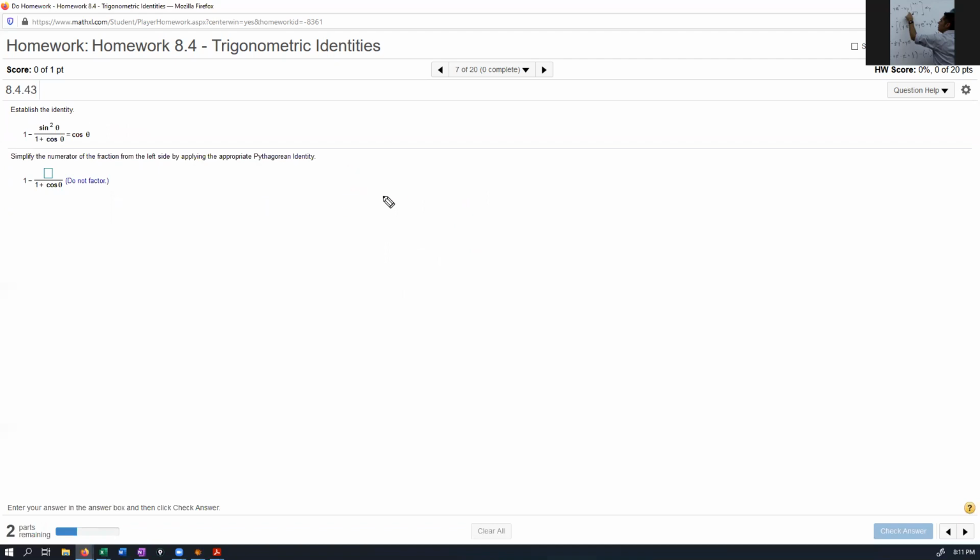All right, we're going to establish this identity. 1 minus sine squared theta over 1 plus cosine theta equals cosine theta. So what I'm going to do here is get a common denominator. So I'm going to look at this 1 over 1. I'm going to multiply the top and bottom here by 1 plus cosine theta. So the top becomes 1 plus cosine theta, but then I have this minus sine squared theta all over the denominator, which is just 1 plus cosine theta.